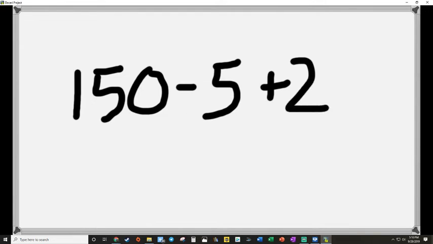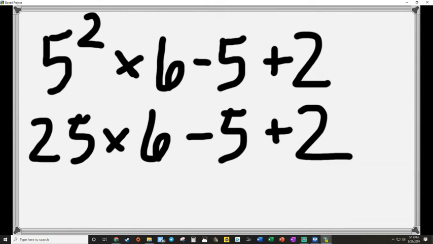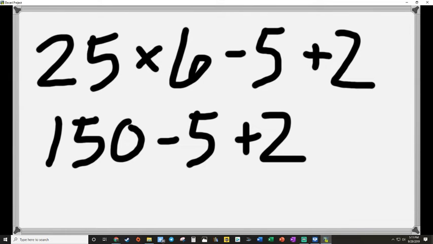So for PEMDAS, we've done the parentheses, which was 3 plus 2, which gave us 5. Then we did the exponent, which was 5 squared, or 5 times 5, which gave us 25. Then we did the M and the D of PEMDAS, multiplication and division, from left to right. Luckily, we only had one problem, which was 25 times 6, which gave us 150.